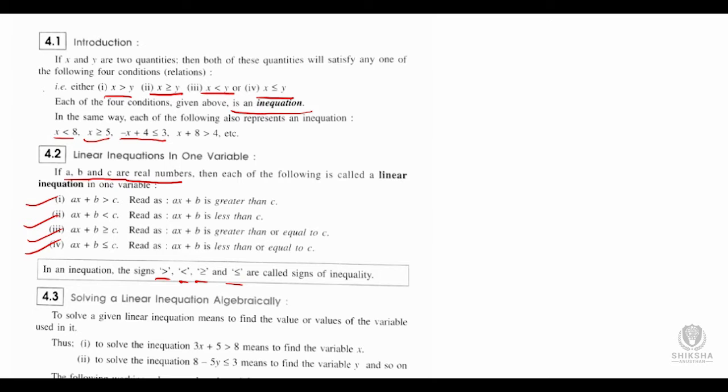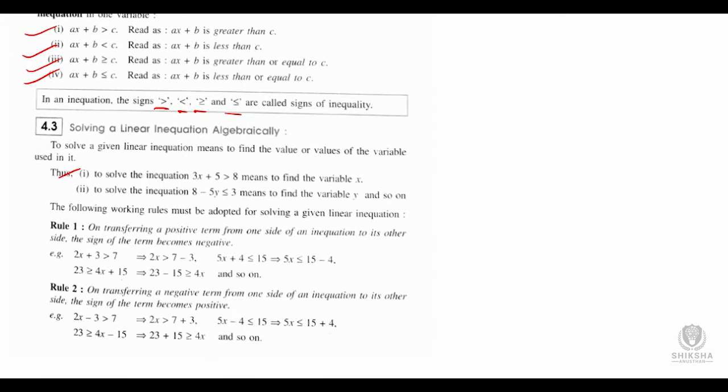Now, solving a linear inequation algebraically. To solve a given linear inequation means to find a value or values of the variable used in it. Thus, to solve the inequation 3x plus 5 greater than or equal to something means to find the values of x, and here, in 8 minus 5y less than or equal to 3, we need to find the values of y, and so on. So the following rules must be adopted while solving a linear inequation.